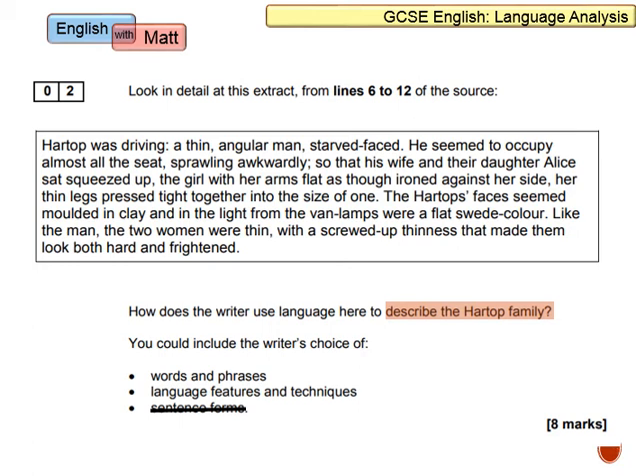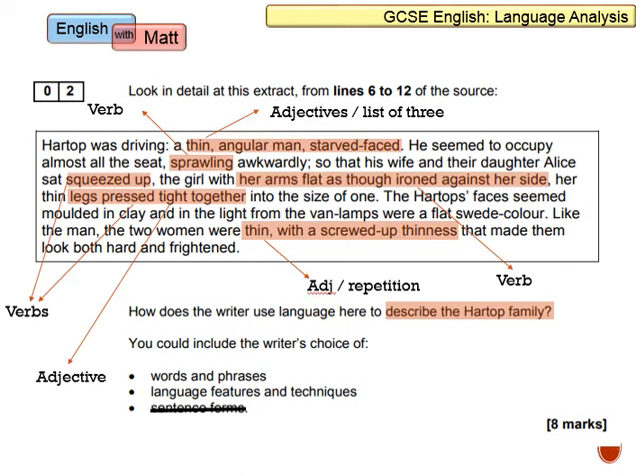There's lots of lovely manipulation of language here. So the next thing we've got to do is annotate the devices. So I have here highlighted all the possible, or most of the possible words that you can look at. Some are phrases, some are words. We don't have a lot of language features or techniques. We don't really have many similes or metaphors in this section. So for me, the majority of the answer should be about that first bullet point, words and phrases.